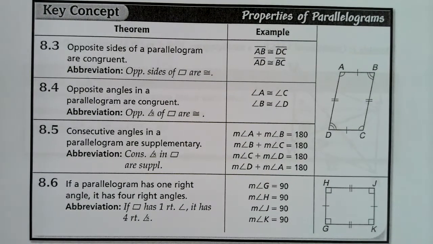Also, the opposite angles in a parallelogram are congruent. So based on this diagram right here, since the opposite sides are congruent, it means that AB is congruent to CD, and it means that AD is congruent to BC. And since the opposite angles are congruent, it means that angle A is congruent to angle C, and it means that angle B is congruent to angle D.